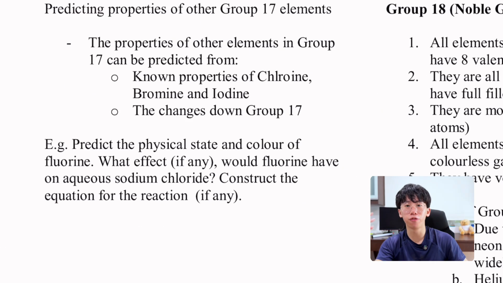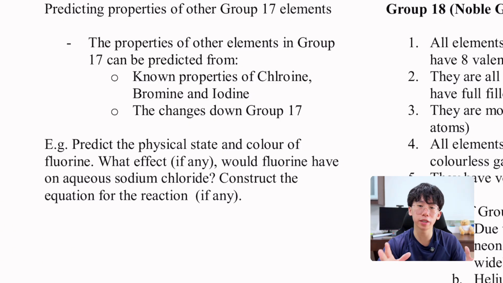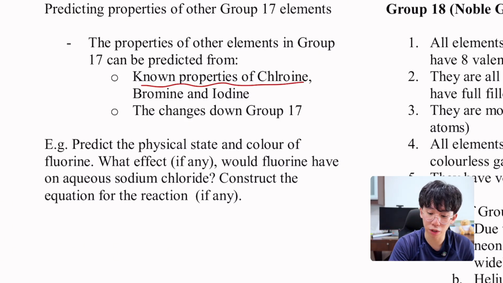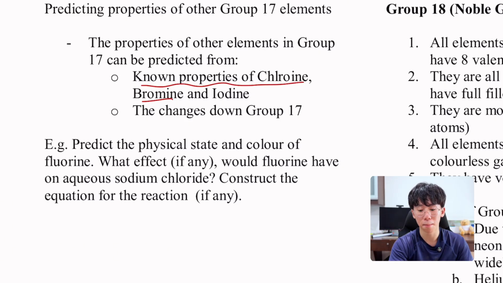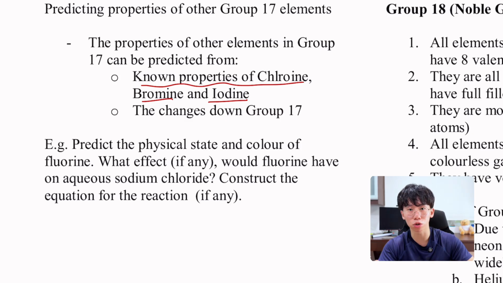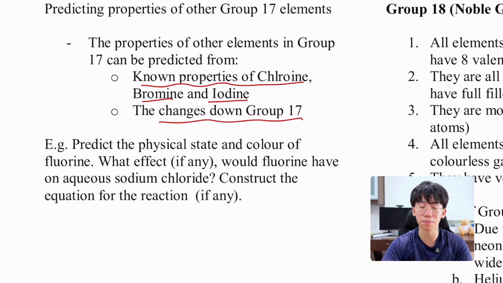So just like before, we can easily use our knowledge that we found over here to answer general questions that ask you to predict properties of other group 17 elements. And take note, this is a very common exam question as well. So how do we predict the properties of other group 17 elements? You need your knowledge from the known properties of chlorine, bromine, and iodine, and also you need to know the changes down group 17. So let's take a look at an example question.